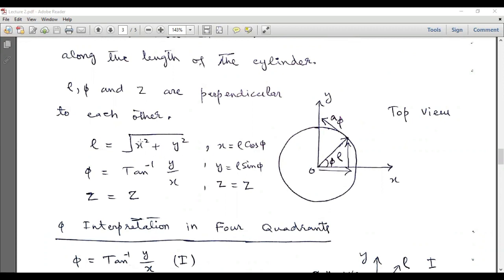If we want to transform the Cartesian components into cylindrical components, we can use these formulations. The square root of x squared plus y squared is equal to rho. Phi is equal to tangent inverse y over x, and z is equal to z.